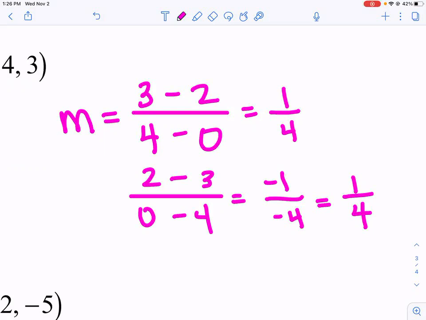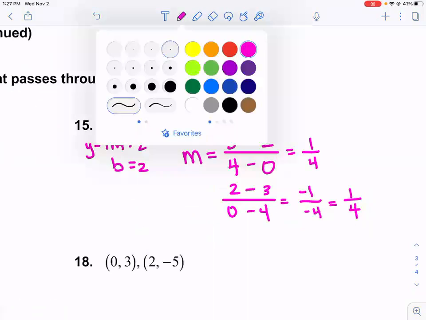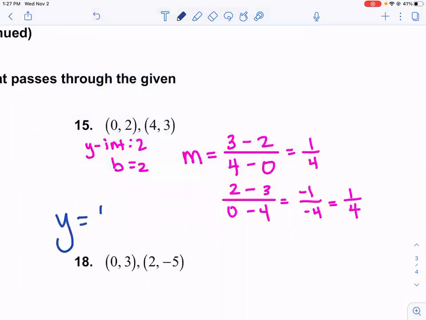It does not matter. Okay, guys, I don't have a lot of voice. It doesn't matter which one you choose first in your subtraction. It just matters that you're consistent. 3 and 4 are from the same coordinate, 2 and 0 are from the same coordinate. They need to be stacked together. So our slope is 1/4. So we have y equals 1/4 x plus 2.